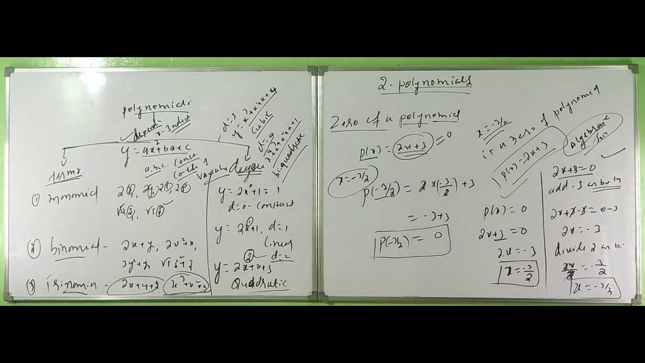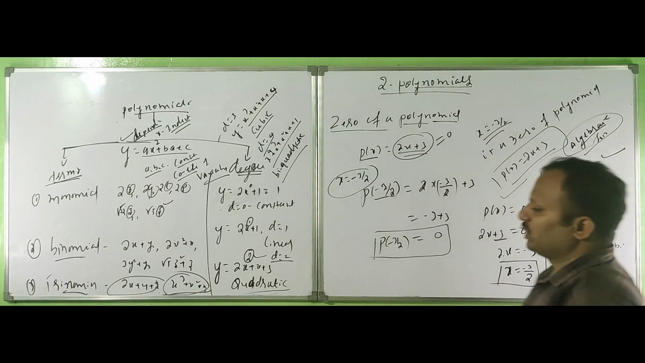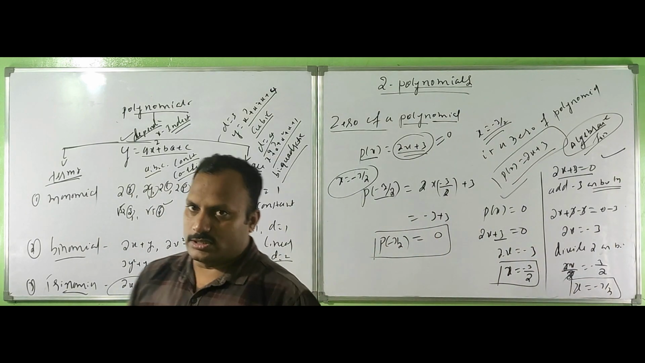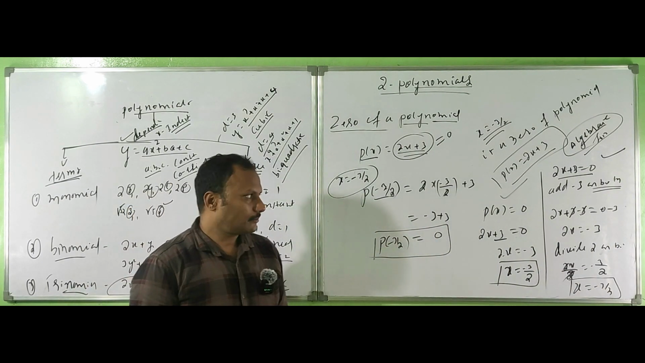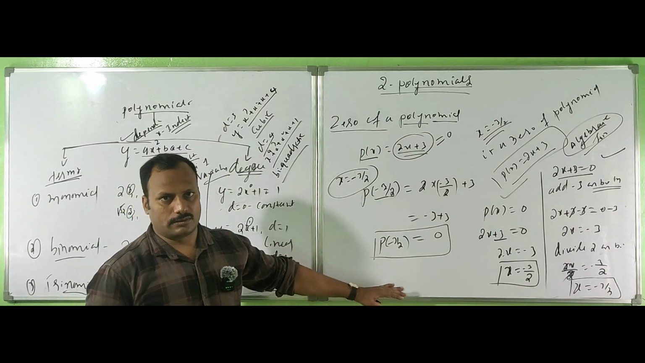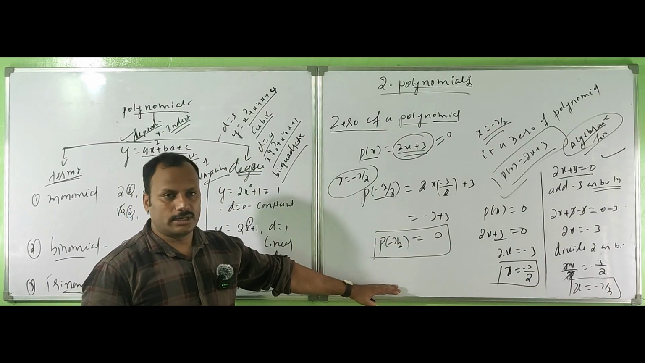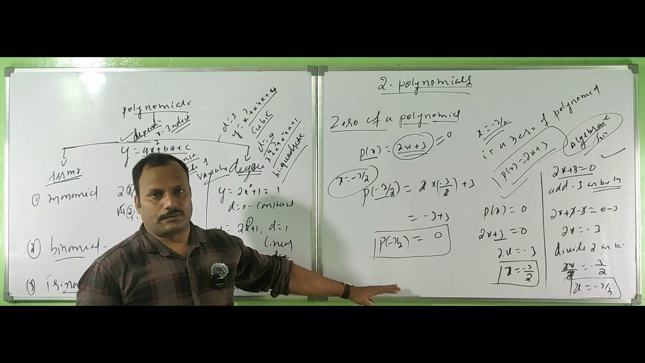Add the minus 2 on both sides. So we get minus 2 minus 2 getting cancelled. Again divide the 2 on both sides. So 2 gets cancelled. Answer is minus 3 by 2. So that is the zero of the polynomial with respect to the linear equation. I found it for the linear equation.